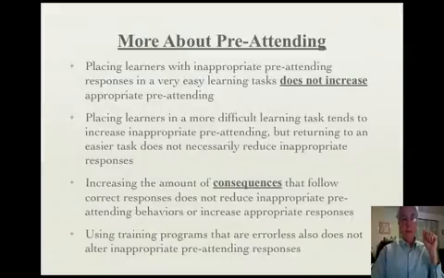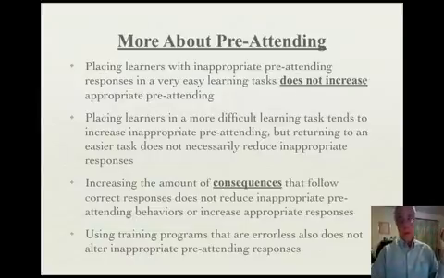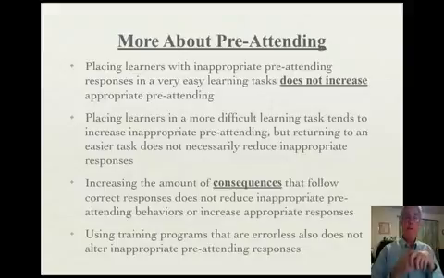Now note these factual statements, all based on research. Placing learners with poor attending in very easy learning tasks does not increase appropriate pre-attending. So if you have someone who doesn't pay attention well to, say, concept formation training, going to easier discriminations will not increase attending. So attending is poor. It's a separate skill altogether. It's not a function of the difficulty of the task that the student is asked to attend to.